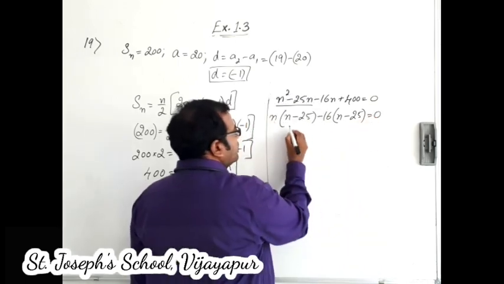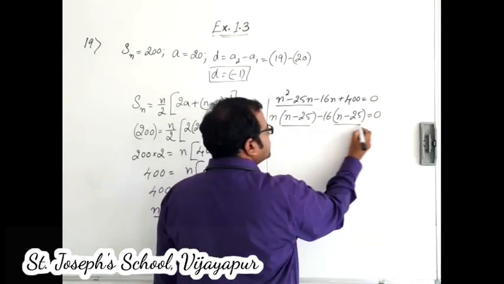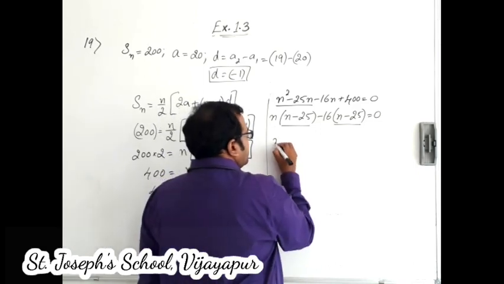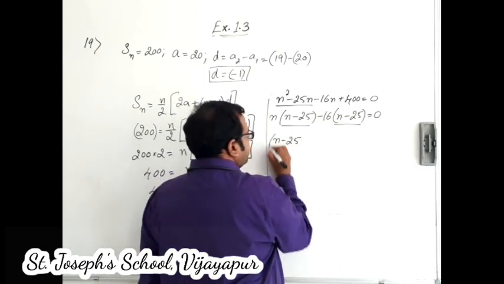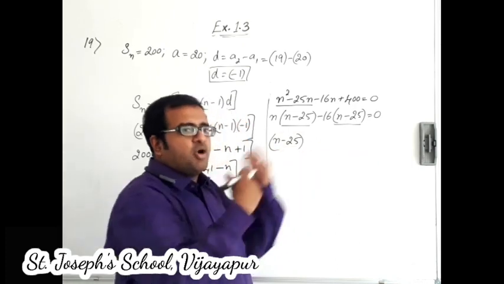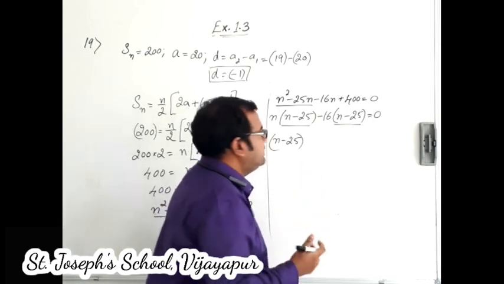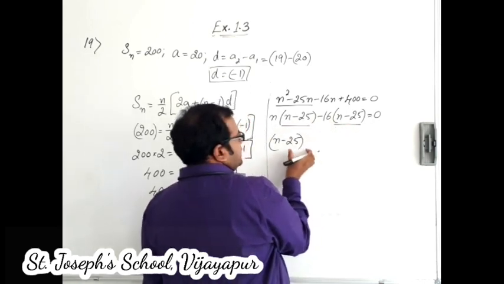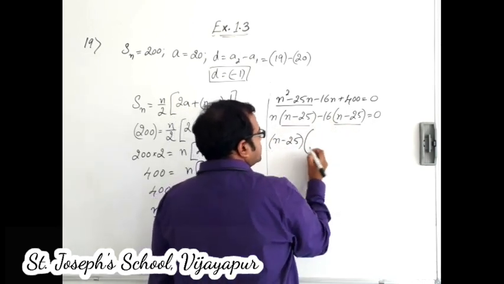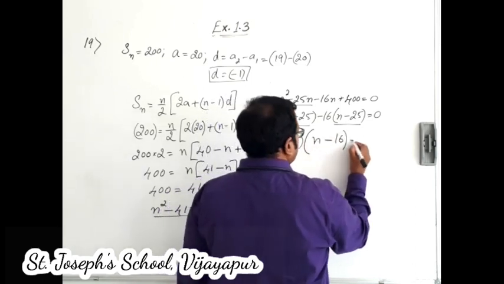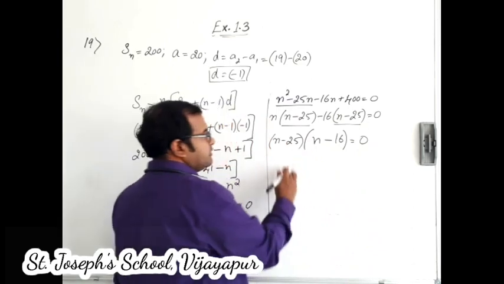Now, what is common in both the terms? If you see, n minus 25 is common. So the common factor I take outside, I apply n minus 25. Whenever I am saying we take common outside, we are actually applying the distributive law, or the distributive property. So I apply the distributive property, n minus 25 comes out. So remaining is n minus 16 is equal to 0, right?